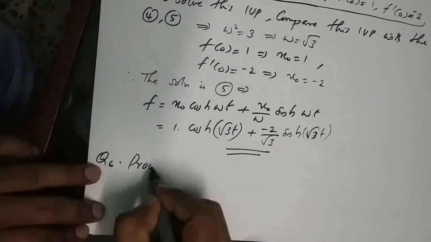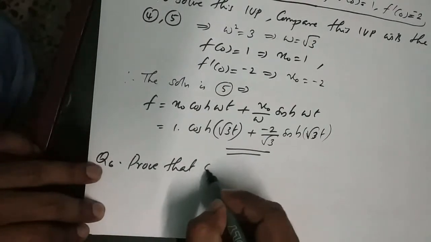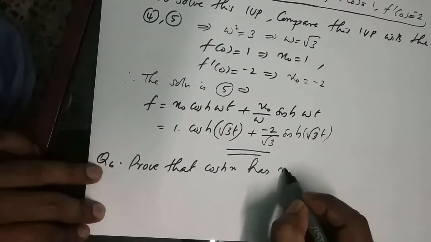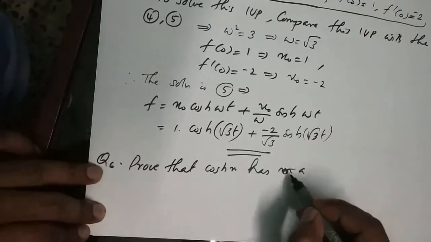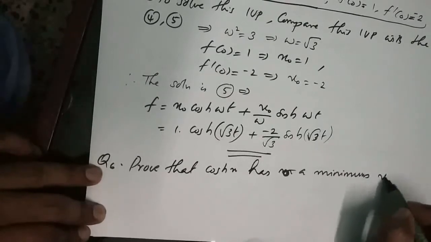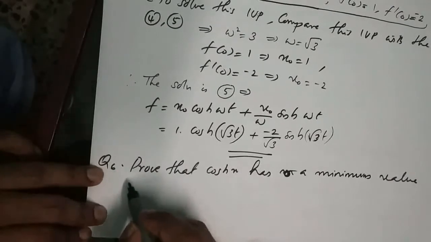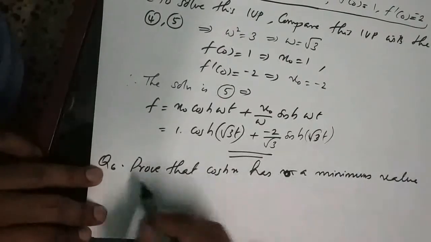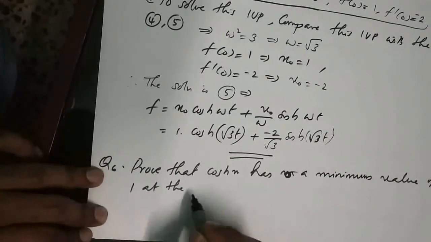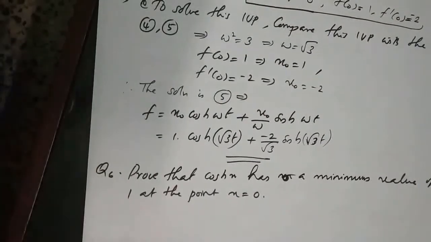Prove that we can write this problem. Prove that cosh x has a minimum value of 1 at the point x equal to 0. Okay.